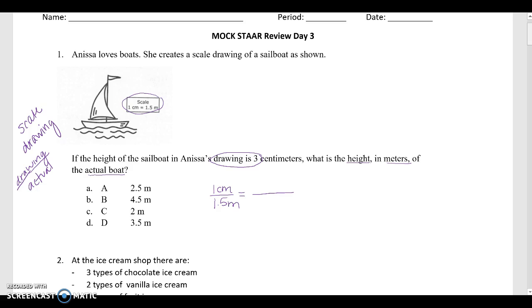And then on the right side is where you put the given information. So it gives you centimeters, so you need to be consistent and keep centimeters on top, meters on the bottom. So your 3 centimeters goes on top and x goes on the bottom. So to solve a proportion, you do the cross product and then divide to solve for your variable.